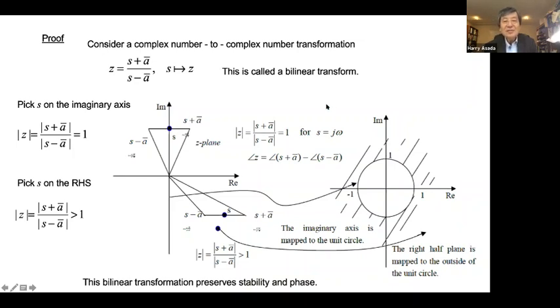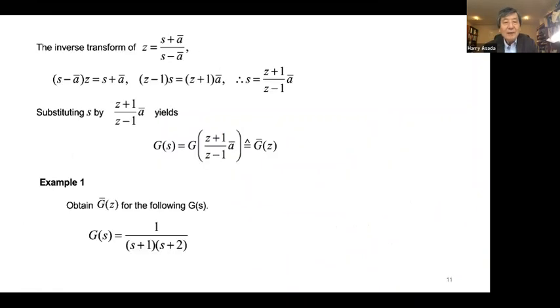Okay, so this is actually a bilinear transform with these kinds of properties. So with that, let's consider the inverse transform of this. We look at this one, S to Z, right? Now we'd like to have Z to S. So multiply S minus A to both sides, clear the denominator, and then collect the terms with respect to S. You get the solution S equals Z plus 1 over Z minus 1 times A bar.